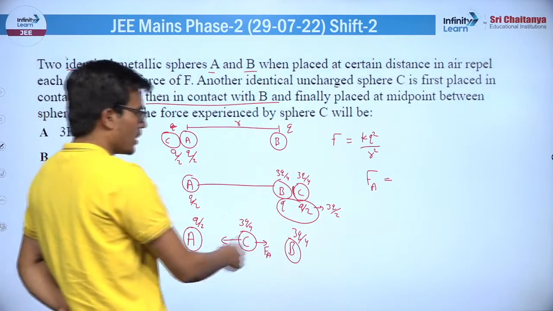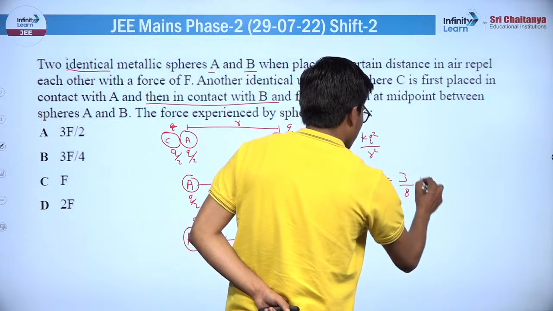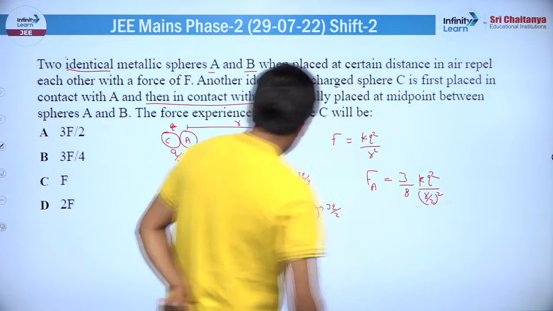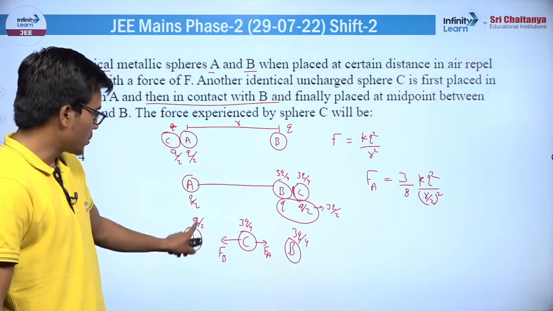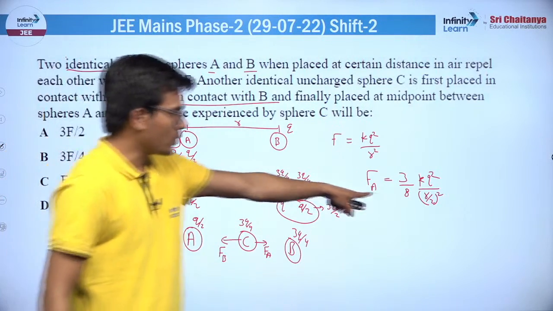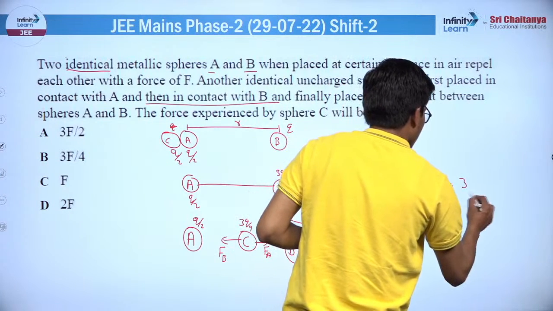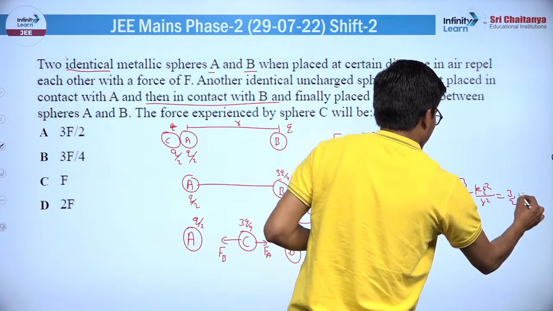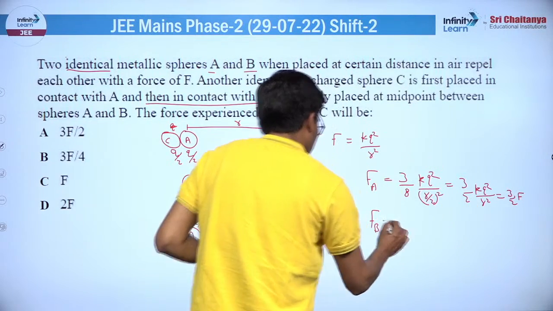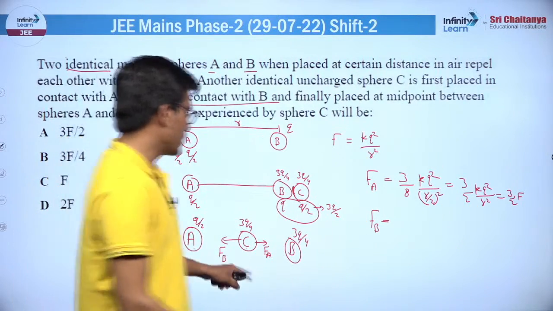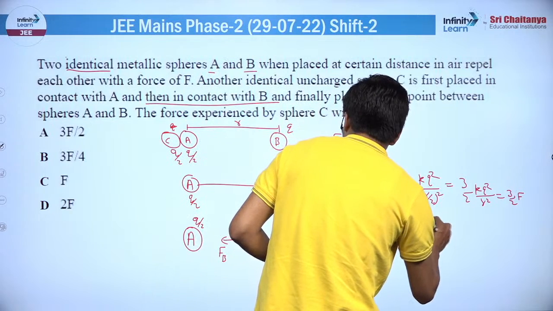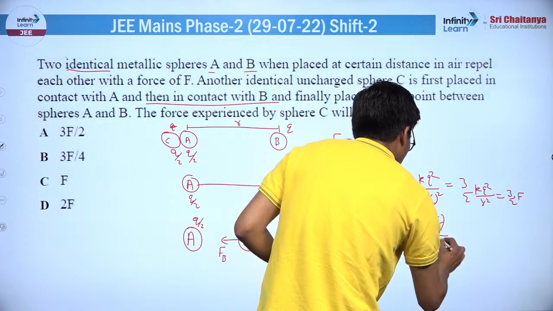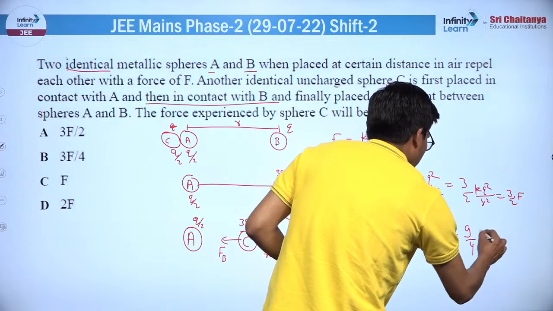K Q1 Q2 by R square, so it will be 3 by 8 KQ square by R by 2 the whole square, right? K Q1 Q2, Q1 Q2 will be 3 by 8 into R by 2 the whole square, so it will be 3 by 2 KQ square by R square, that is 3 by 2 F. Similarly, we can find the force due to B on C is K, Q1 Q2 is 9Q square by 16 divided by R by 2 the whole square, so it is 9 by 4 F.